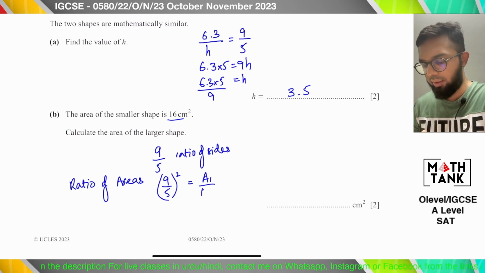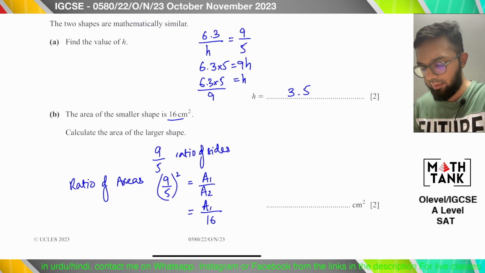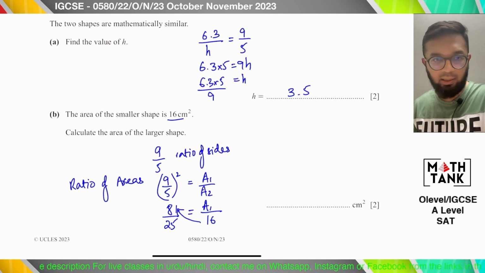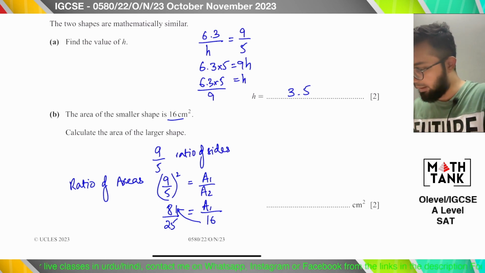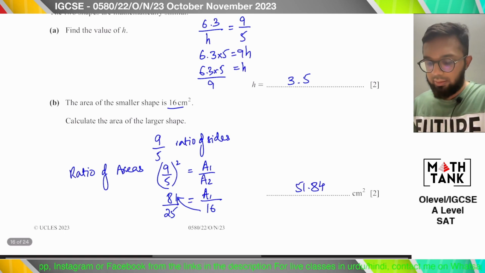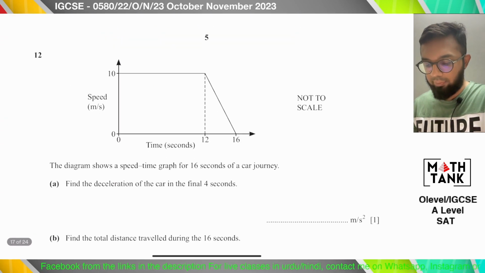So area 1 over area 2. What's the smaller area? 16. So area 1 is unknown. So this becomes 81 over 25. So what's 81 times 16 divided by 25? I am cross multiplying here and I am getting 51.84. So that's the exact area of the larger shape.